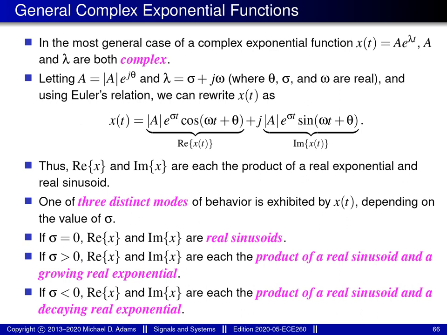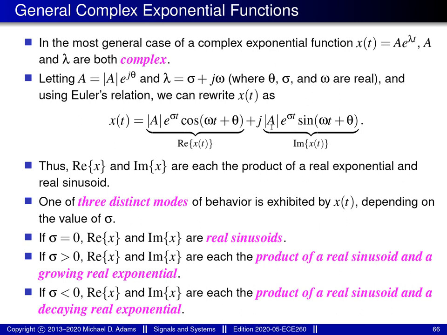Lastly, I'd like to consider the most general case of a complex exponential function. In other words, I'd like to consider a function of this form where the constants a and lambda are both complex. So if we take the constant a and rewrite it in polar form, and take lambda and rewrite it in Cartesian form, so in other words theta, sigma, and omega are all real constants, and then we use Euler's relation, we can rewrite a complex exponential function in the form that's shown here, where we have the real part and imaginary part sort of separated from one another.